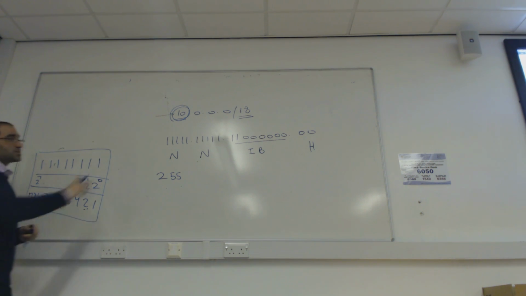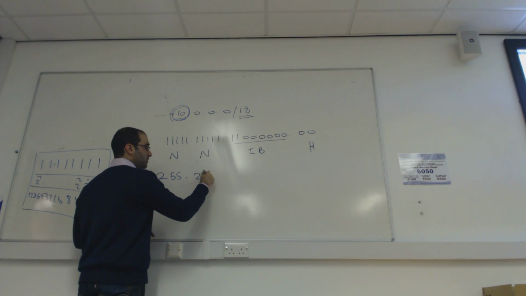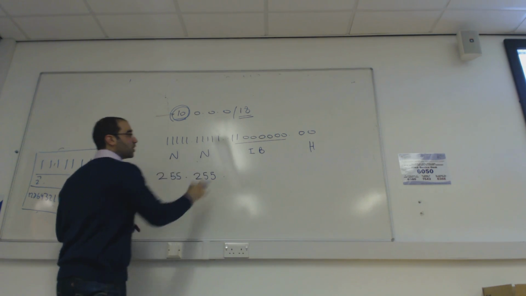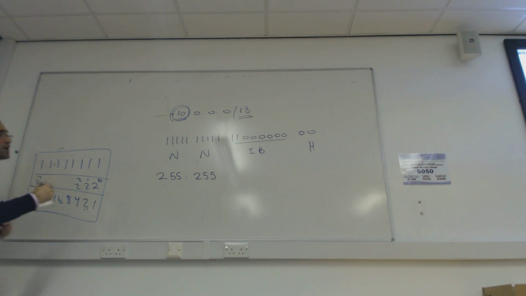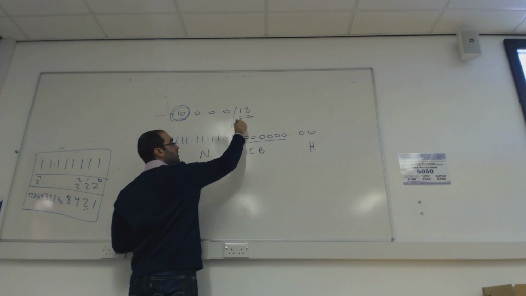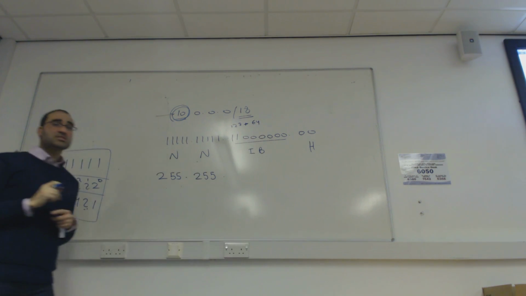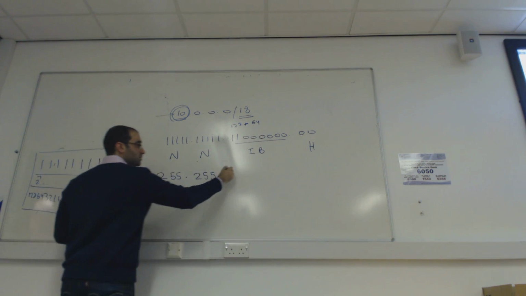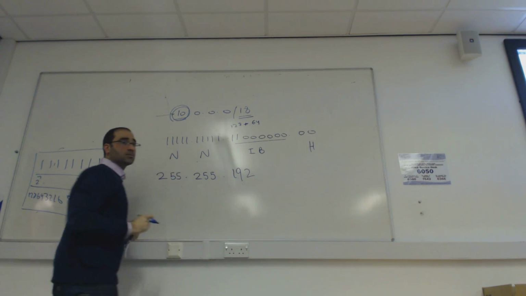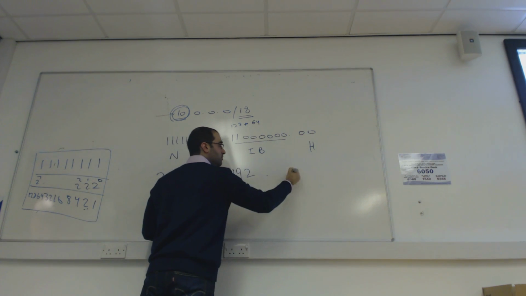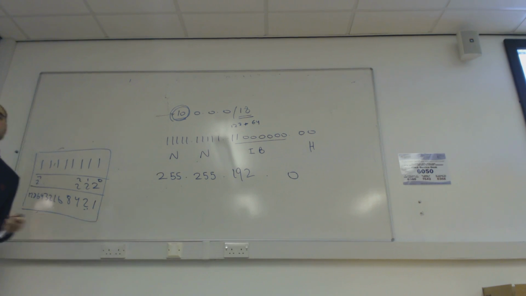Okay? Second portion, again, same, 255. This one, I only have 2 ones. That's 128 plus 64. How much is that? Final part is 0. That's the subnet mask in decimal. I'm using that table to create that number. Okay?